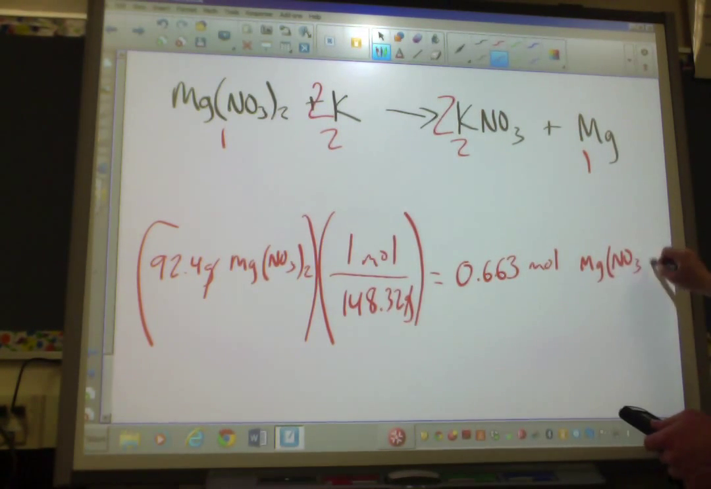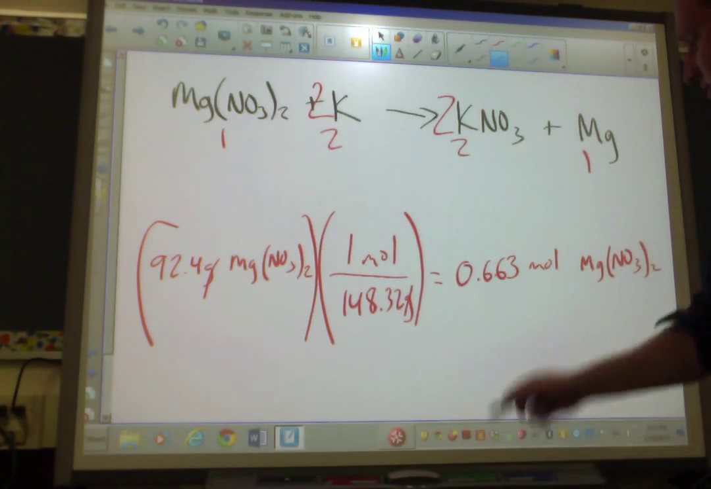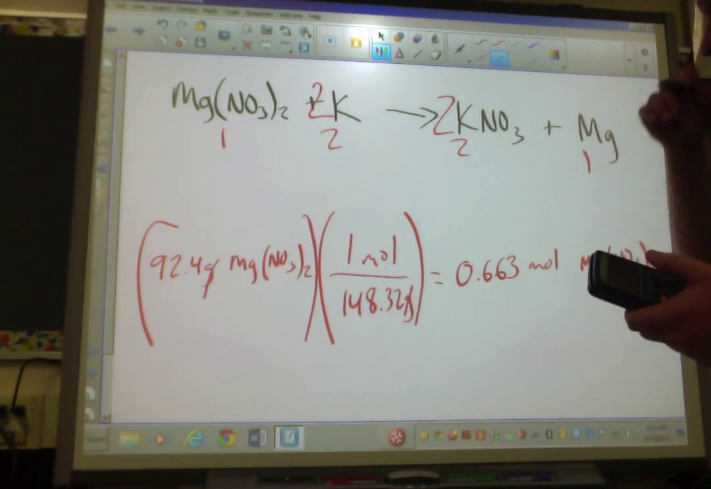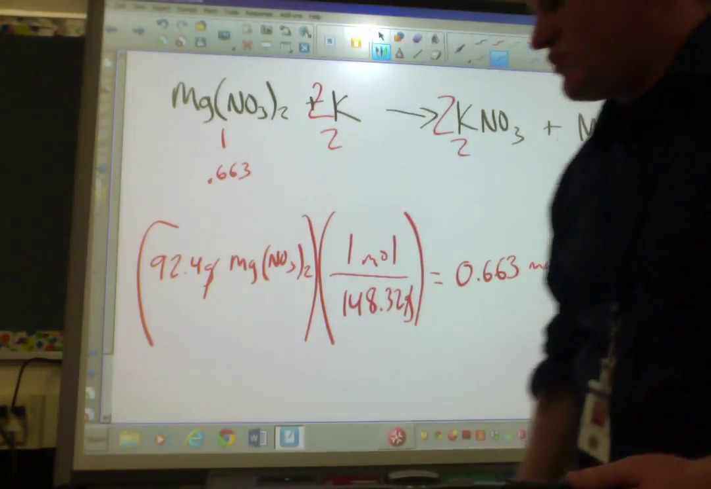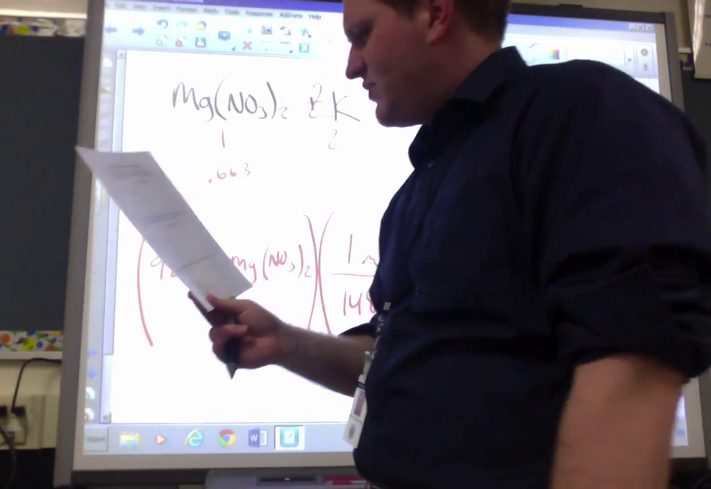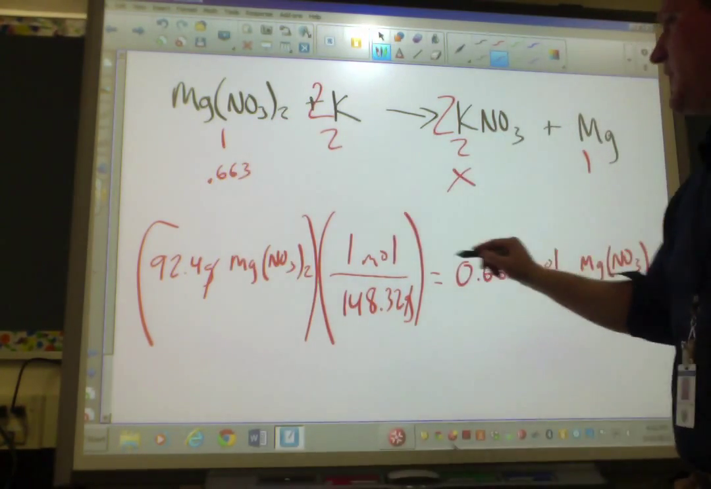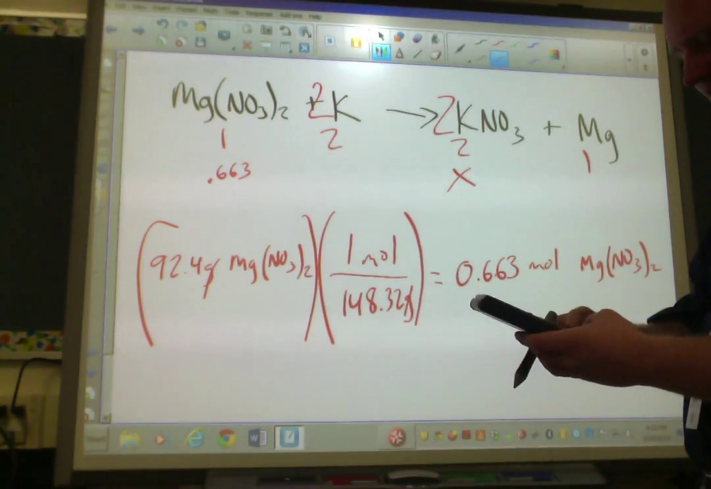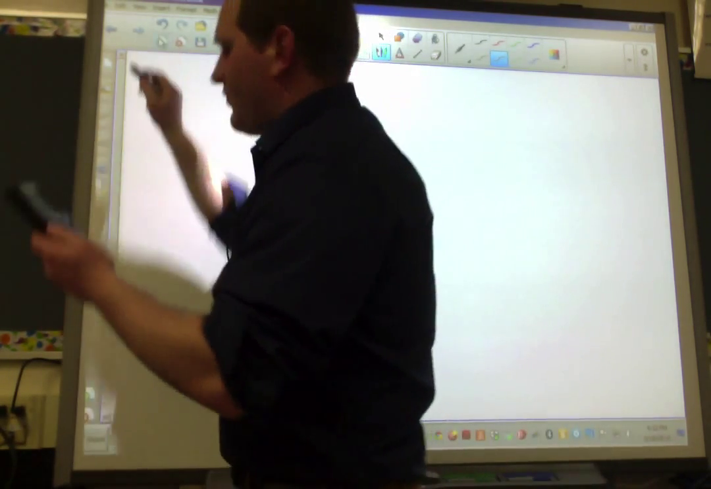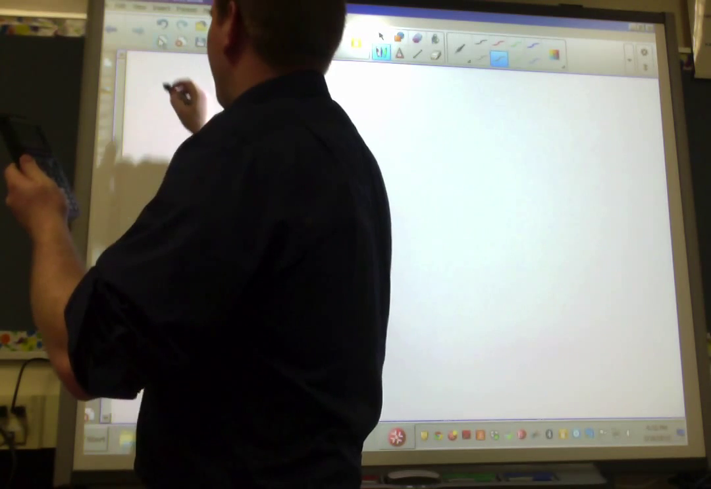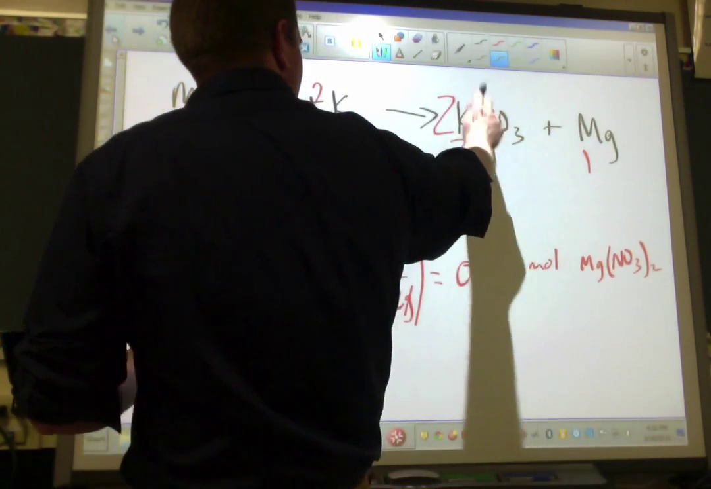Big piece of advice for the quiz: don't just write the number. Take the extra 5 seconds to write the unit and the unit of what, because a lot of times you're going to get very confused. So this is now going to go up here, 0.663. And what are we trying to solve for? How many grams of potassium nitrate should be produced? So here's my potassium nitrate, here's my x. So 1 over this equals 2 over that. Cross multiply, x equals 2 times that. X equals 1.25, and the unit there is moles of potassium nitrate.